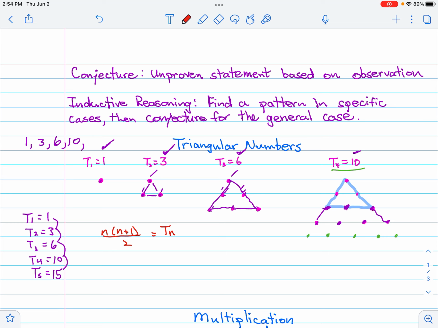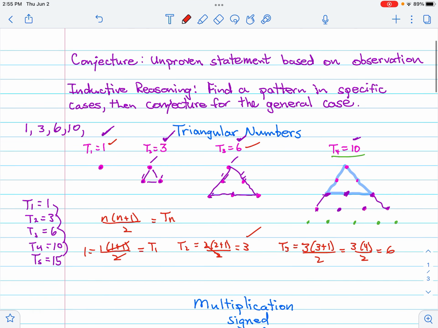When n is 1, we've got 1 times 1 plus 1 over 2, and that's T1, and that does equal 1, right? Now let's try when n is 2. So we've got 2 times 2 plus 1 over 2. That's 3. Now let's try the third one. This is going to be 3 times 3 plus 1 over 2, and that is 3 times 4 over 2. That's 6.